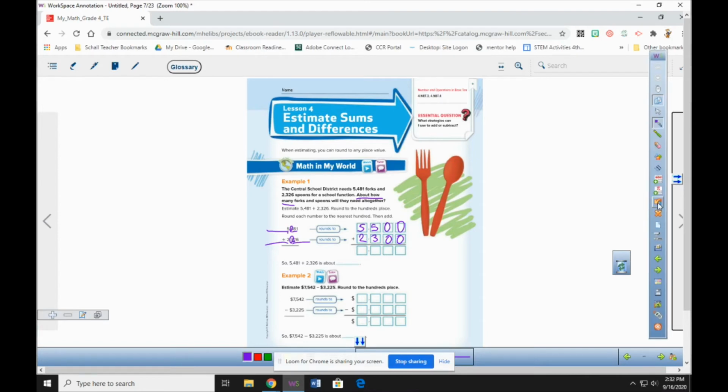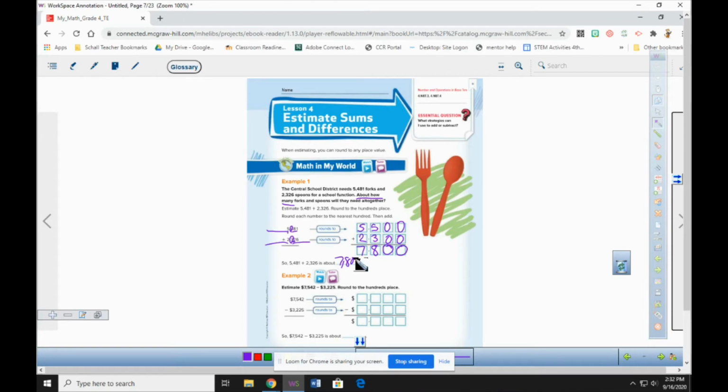Now I can add these two numbers together. 0 plus 0 is 0. 0 plus 0 is still 0. 5 plus 3 is 8. 5 plus 2 is 7. So, 5,481 plus 2,326 is about 7,800. Remember, that word about tells us that we are rounding.